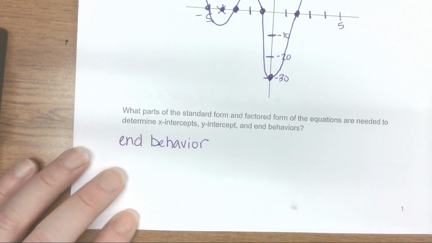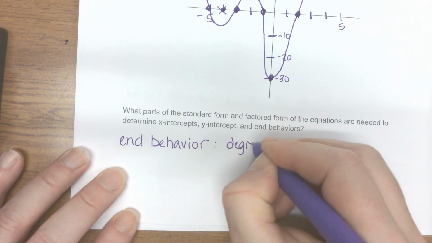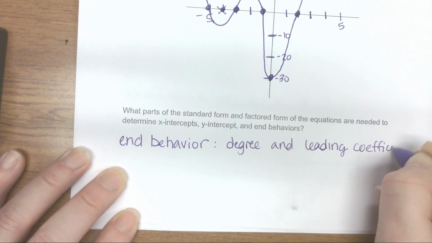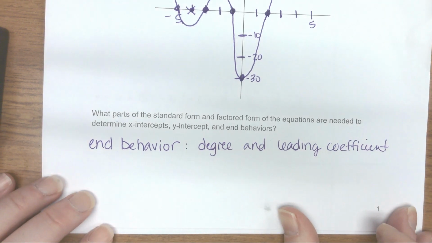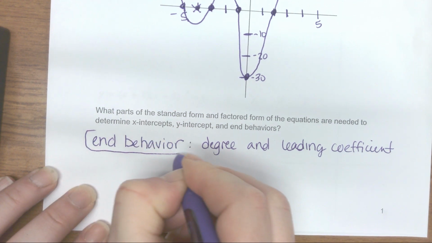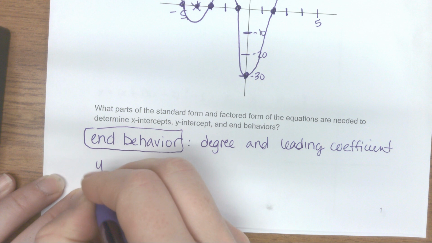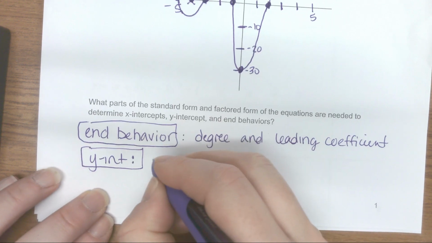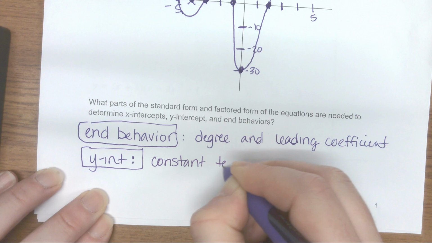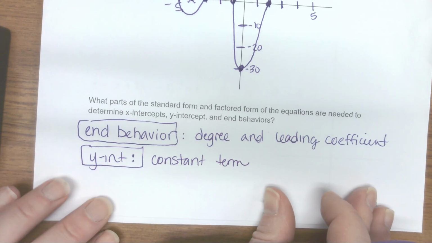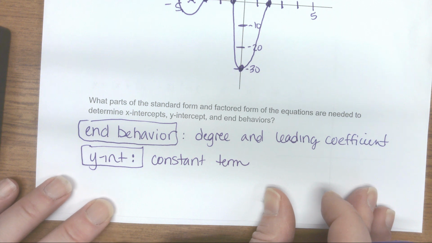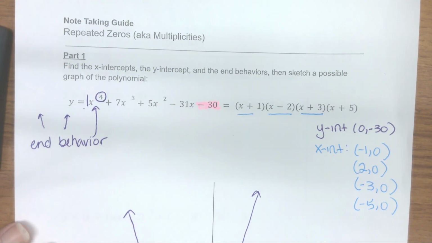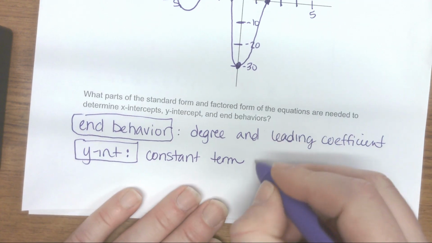So the end behavior we're going to get from the degree and leading coefficient. This will be kind of our summary today. The y-intercept, we get from what we call the constant term. What's significant about the constant term? What does it not have in it that the other things have? What did negative 30 not have behind it that the other things have? A variable. So if that helps you, the constant term is the term with no variable behind it.